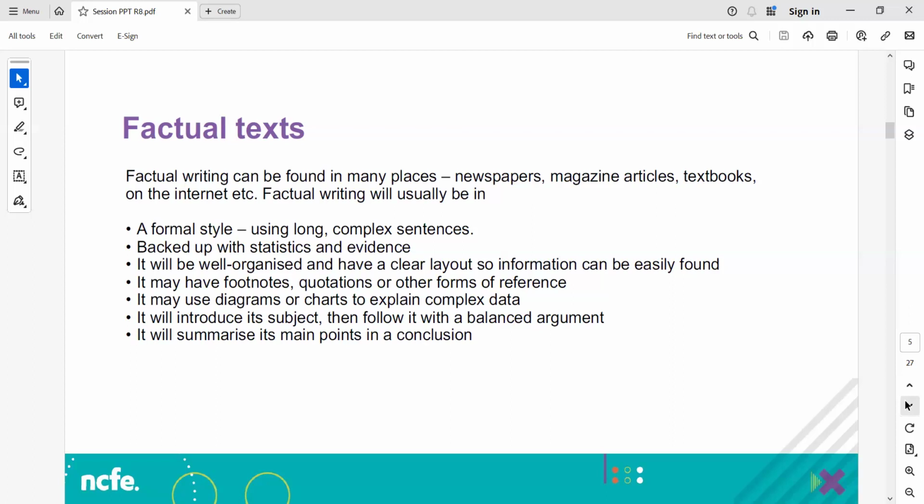It will introduce the subject, so there'll be an introductory paragraph and then follow it with a balanced argument. And it will summarise its main points in a conclusion. Okay, so we're all familiar with that.